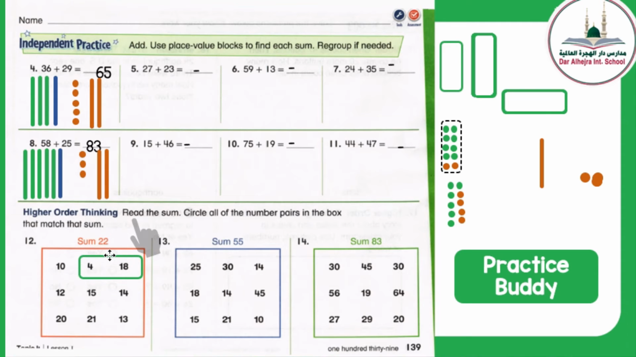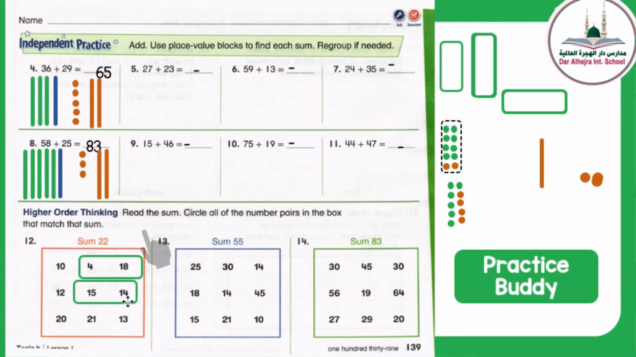Now here I have got 18 plus 4. Let me count. 19, 20, 21, 22. Yeah, its sum is 22. That means I will circle that. Now I'll count these two together. Let's see. 12 and 15. 5 and 2 make 7, and 1 and 1 make 2. That means the total is 27, and it's not 22. I'm not going to circle that.